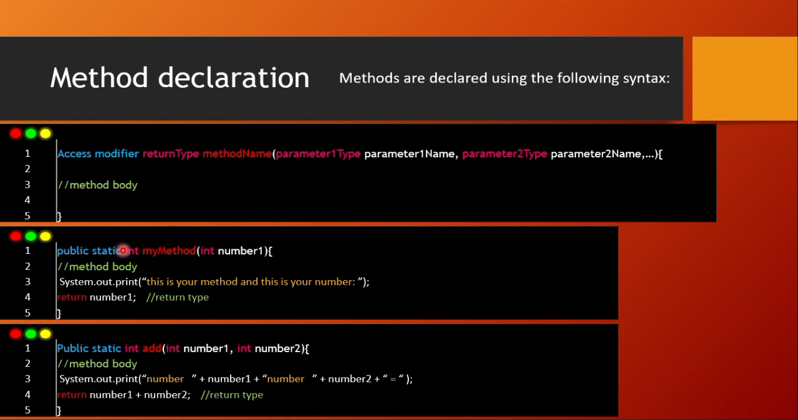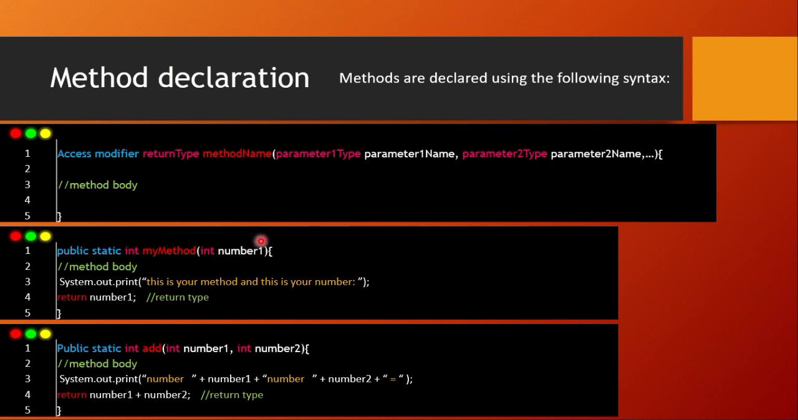So we have public static int. We have our return type, which is integer here, and then we have the method name, which is myMethod. And then we've got our parameter type, which is int here, and we've got number1. So that is our parameter name. And then we close this in our parentheses, and we open this bracket. And then we have our method body here, and then we say System.out.println, this is your method, and this is your number. So when we say this is your method, and this is your number, this is our output, and then we have our return value, which is number1.